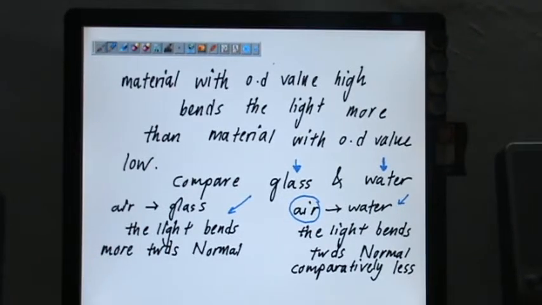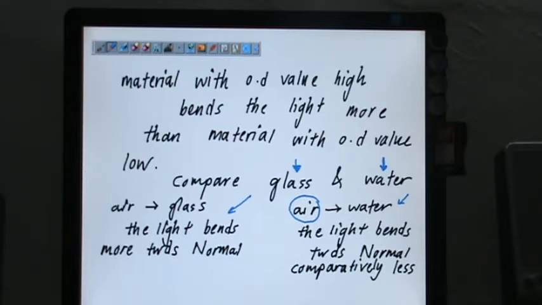Material with optical density value high bends the light more than material with optical density value low. Okay, our first impression is we might not understand what this statement is all about. But let's compare glass and water.